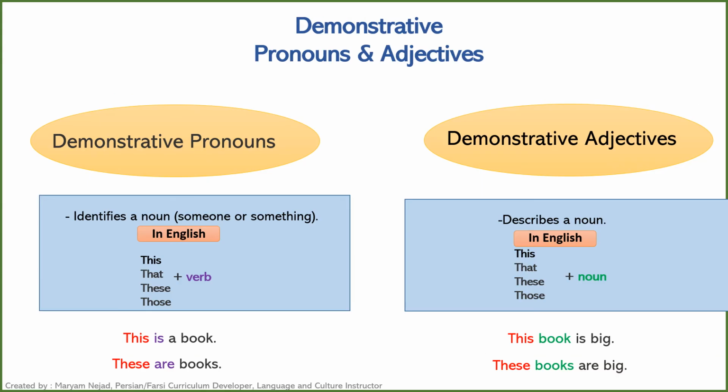Now we are going to go over demonstrative adjectives, and as you can see here, demonstrative adjectives are trying to describe a noun. So not only we have a noun, but we also have an adjective in the sentence. And again, it's important to distinguish between demonstrative adjectives and pronouns because in English they're pretty straightforward, but in Farsi, depending on which one they are, they change the dynamic of the sentence. All right, so now let's see what demonstrative adjectives are in Persian.